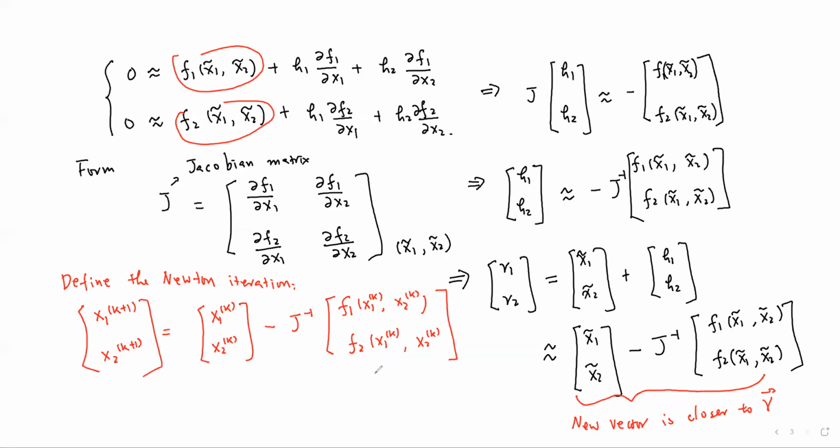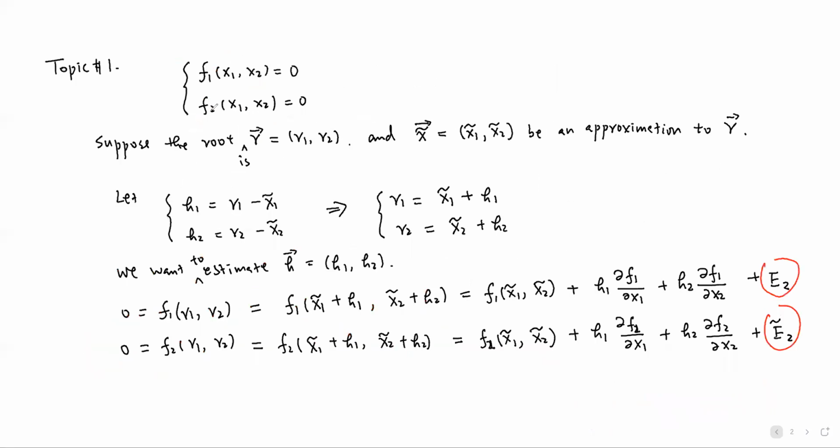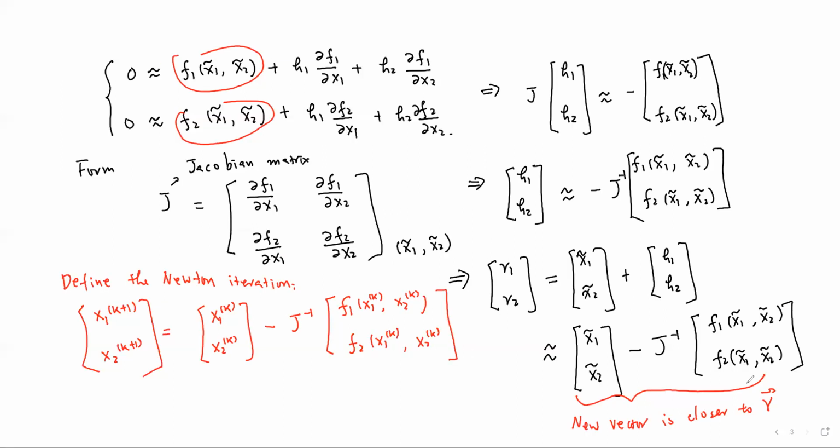Then this equation is Newton's method for the solution of this system of nonlinear equations. After the second topic, I will show you one example about this vector form Newton iteration. Yeah, this is for a system of two equations.